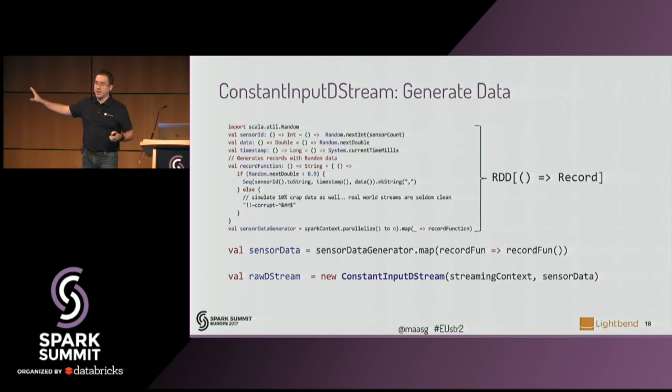As you can see, this can run on its own in one JVM context, or let's say on your laptop, if you're trying something, or in a notebook, and it will start generating data at the moment that you start your streaming computation. Then we define, for example, our raw DStream as a ConstantInputDStream using that sensor data generation that I defined before.